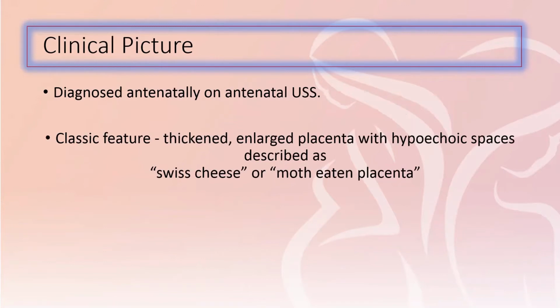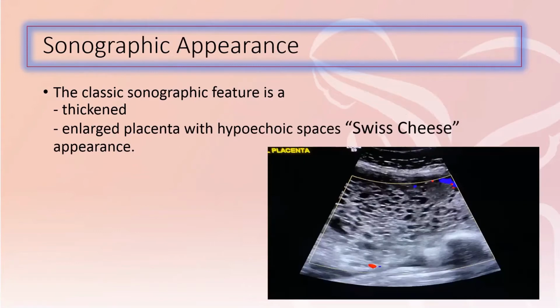Incidence of this entity is markedly unknown. Most of the cases of PMD are diagnosed antenatally on ultrasound scans. The classic clinical picture of it is a thickened, enlarged placenta with hypoechoic spaces, typically giving the appearance of Swiss cheese, also called moth-eaten placenta.